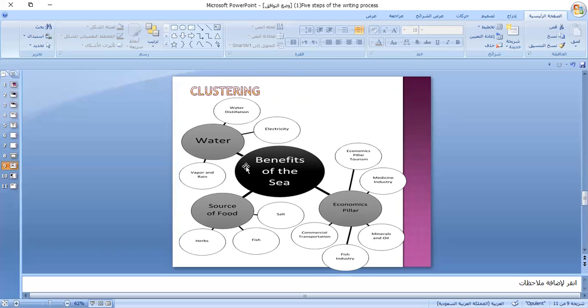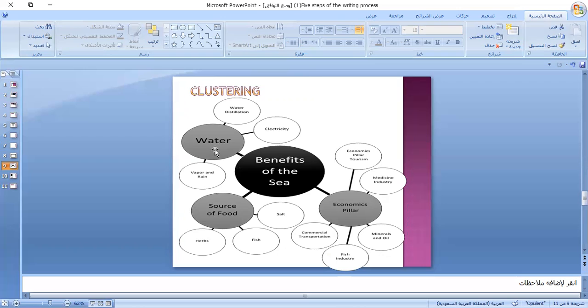Now, water is related to the benefits of the sea, but it's not related to sources of food. The economics pillar is related to the benefit of the sea, but it's not related to the source of food. Now, also we generate ideas. So the three main ideas here are economics, source of food, and water.